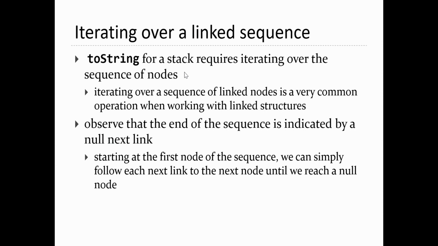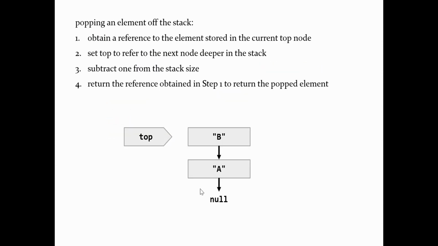Okay, so how do you implement toString for a linked sequence of nodes? For toString, I want to generate a string that has the string representation of each element in the sequence. Starting at the top, I want the string to have the first element, then the next element, and then the next element, all the way to the bottom of the stack. What does that mean? It means I have to traverse this sequence of nodes. How are you going to iterate over the sequence of nodes? The answer is, when you get to the end of the stack, the next node is null. That's what you want to check for.